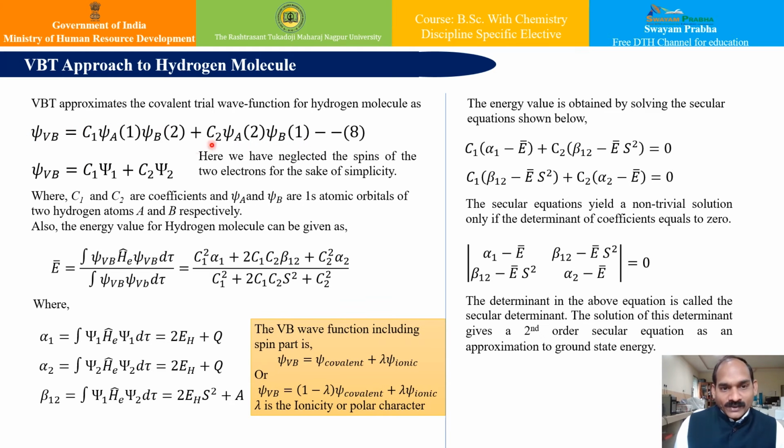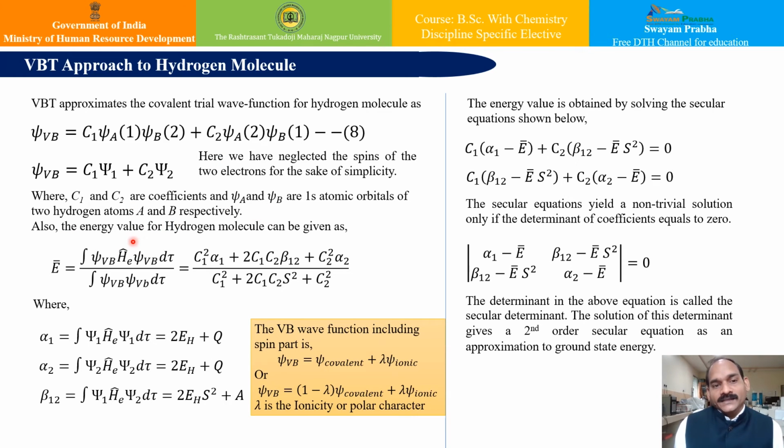And likewise, if we try to analyze this, this is a covalent kind of situation. And this psi overall will give you C1 psi1 plus C2 psi2, where psi1 comprises this and psi2 comprises this particular part. This is as indicated from here, where C1 and C2 are the coefficients and psi A and psi B are the 1s atomic orbitals of the two hydrogen atoms A and B respectively.